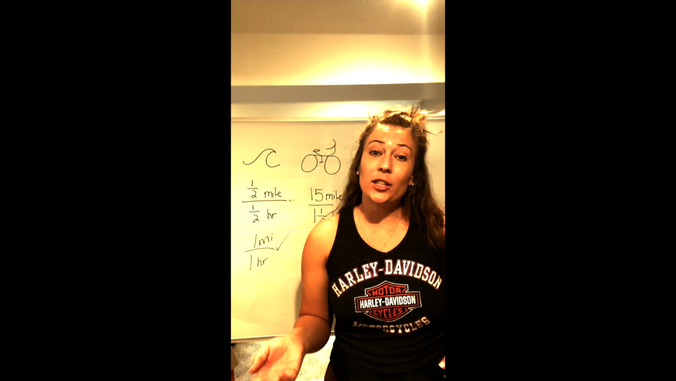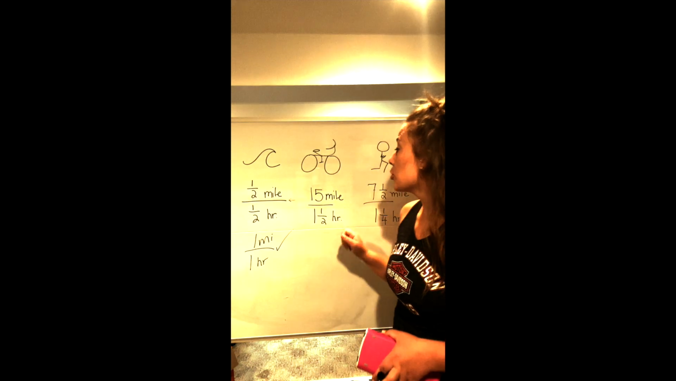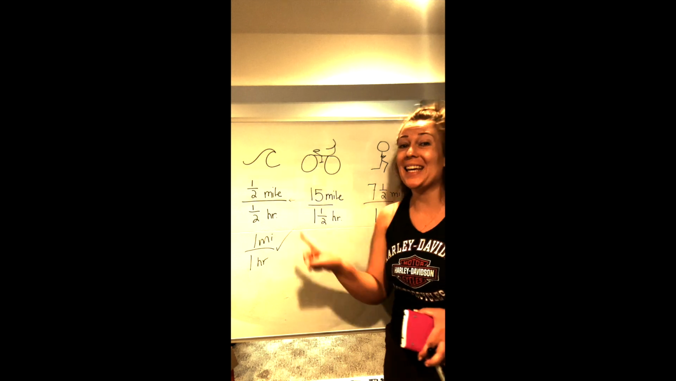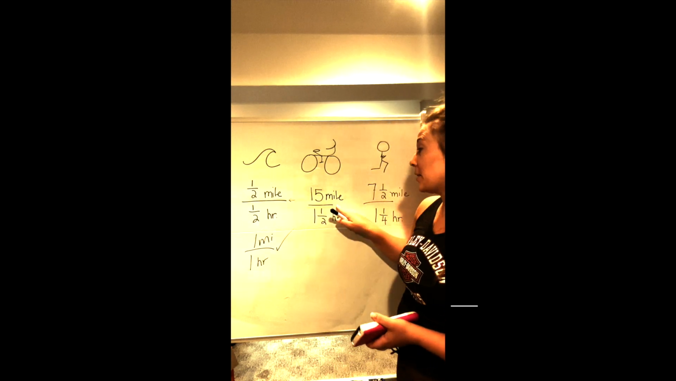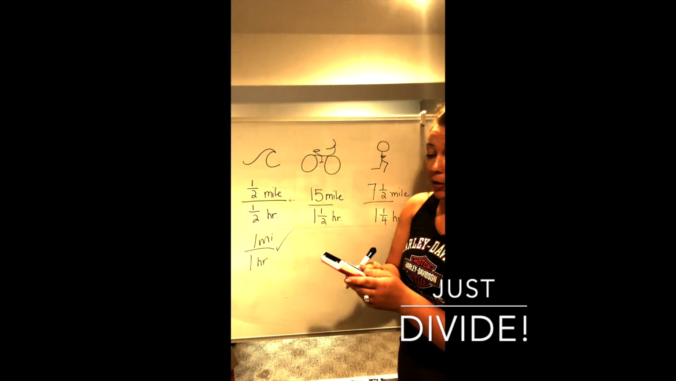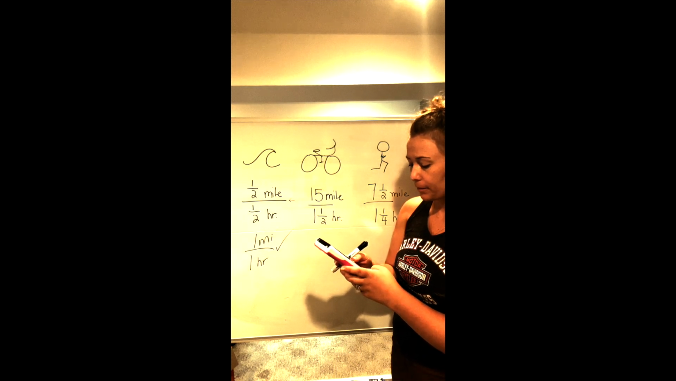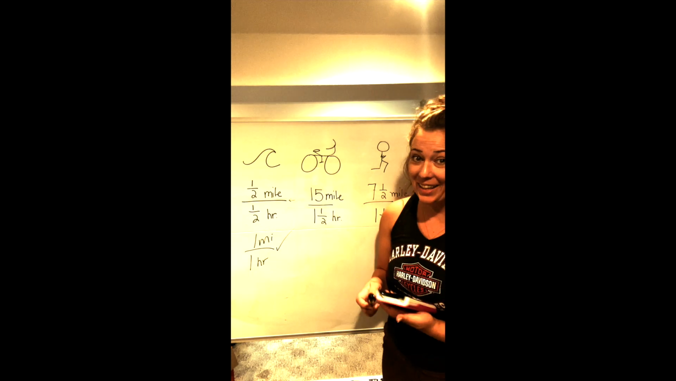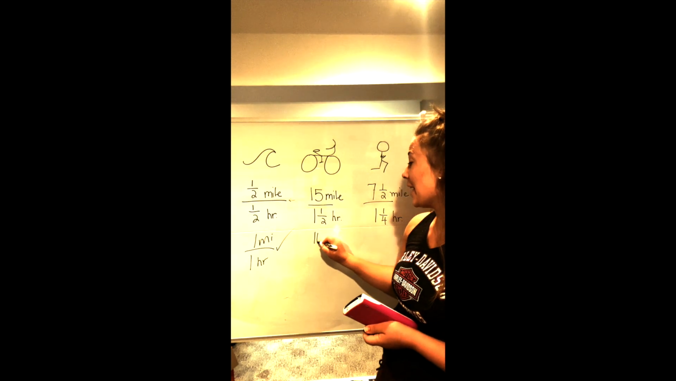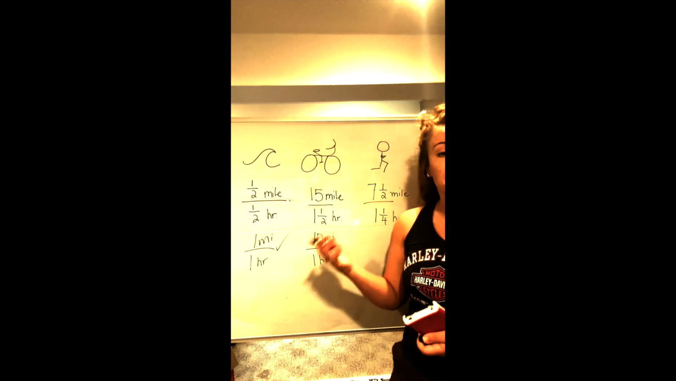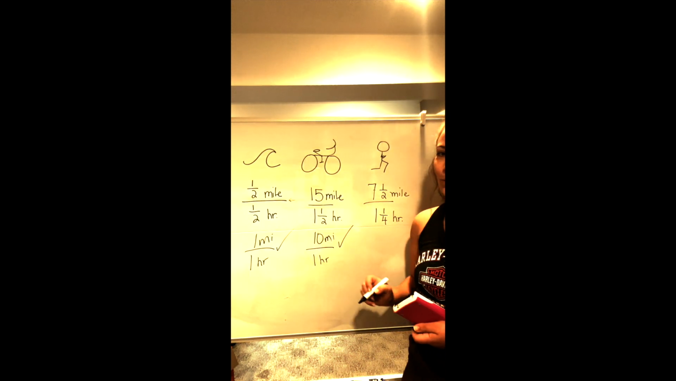And now let's find her unit rate for biking. So she can bike 15 miles in 1.5 hours. How many miles can she bike in 1 hour? Remember, this line here just means divide. Grab out your calculators and do 15 divided by 1.5. 10. So she can bike 10 miles in 1 hour. Cool. This one is a unit rate.